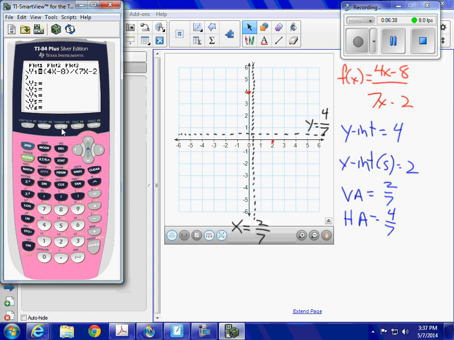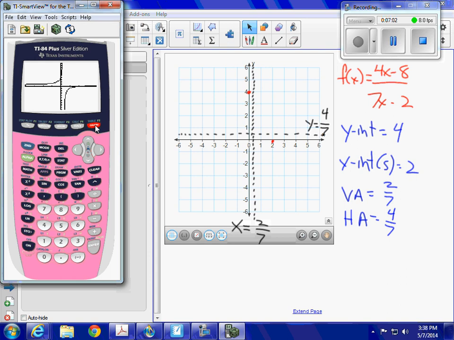I'm going to go zoom 6, and I graph it. And it looks pretty much like I would expect it to look. I think I'm going to zoom in on it a little bit so I can see where it's connecting a little better. I'm going to go negative 4 and 4, and I'll leave it at negative 10, 10 and see what that looks like.